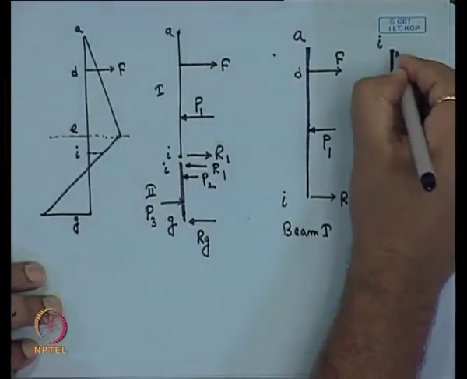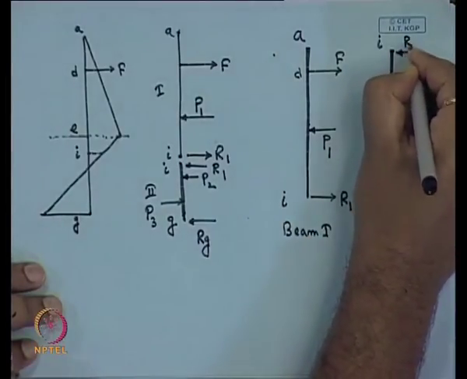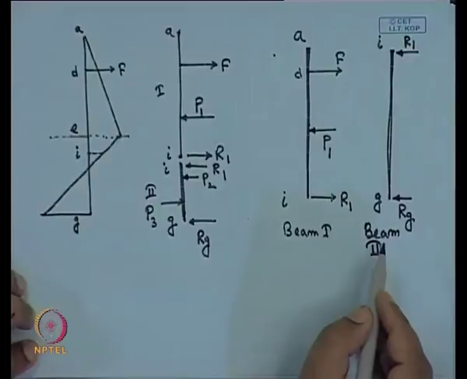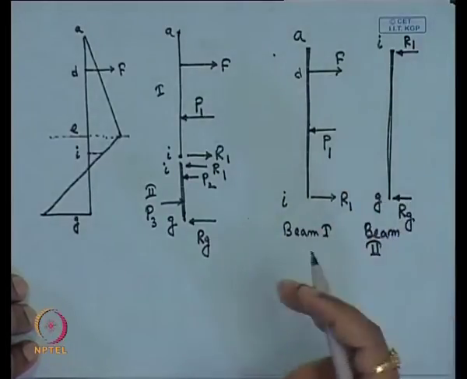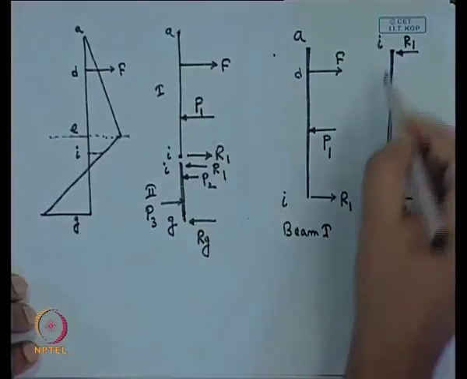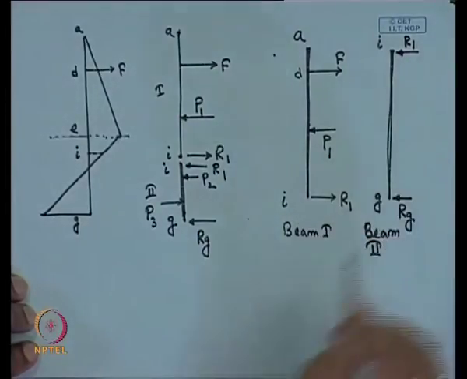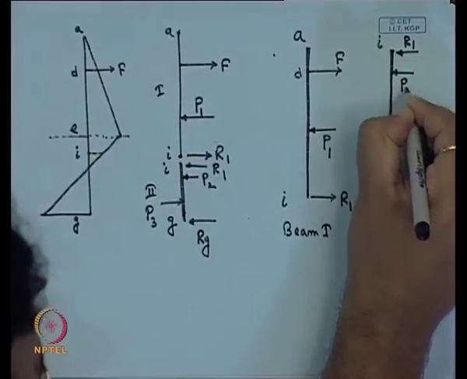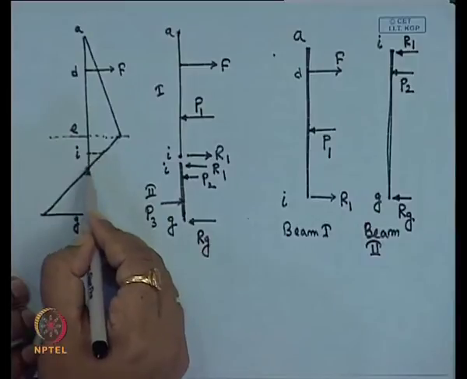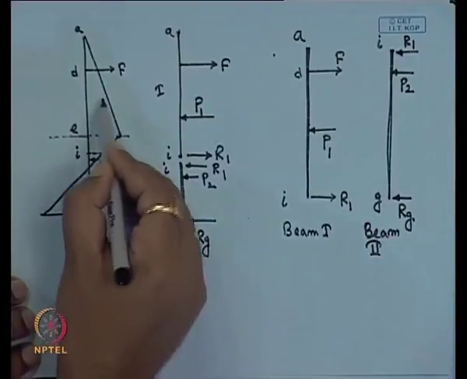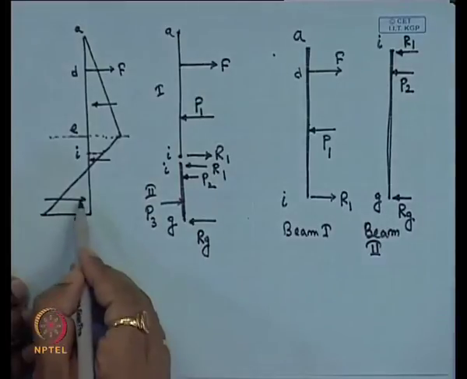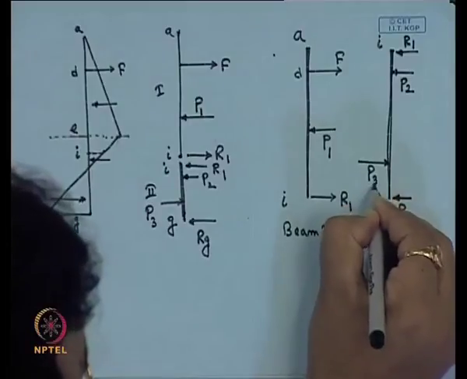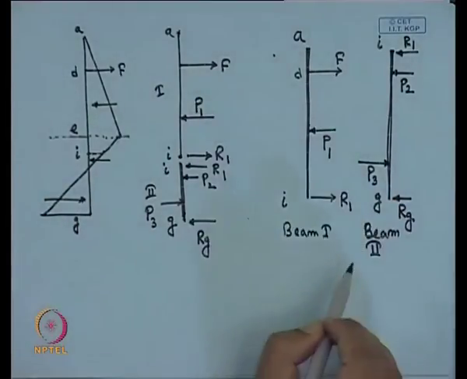This reaction R1 will also act here, and one reaction RG also acts, because we are taking some segment, not the total beam. This R1 is the same R1, because this is beam 1 and beam 2. Then the additional force P2 will act, which is due to the small triangular pressure acting on this side, and also acting on the opposite side. So, another force P3 will act here. So, these are the forces that will act.